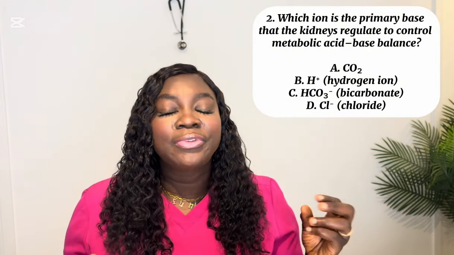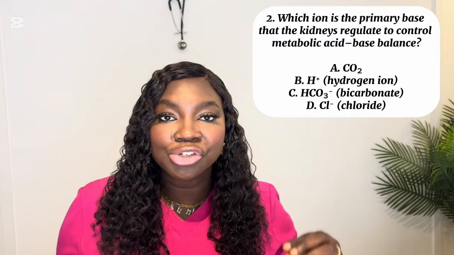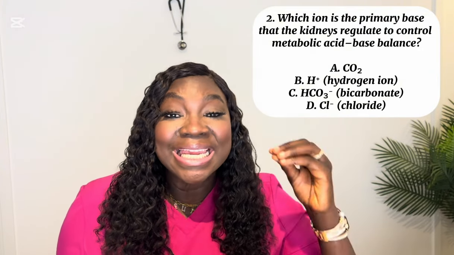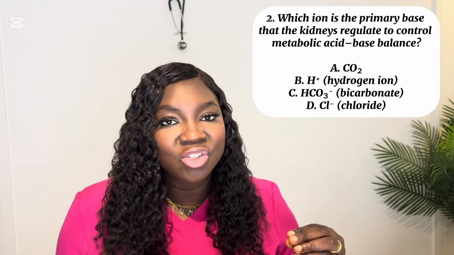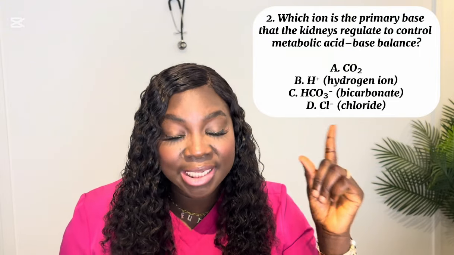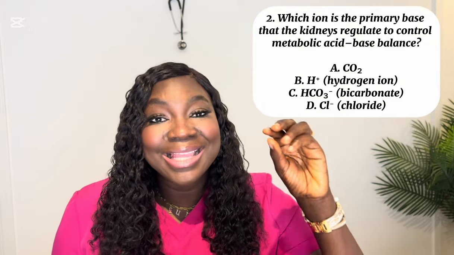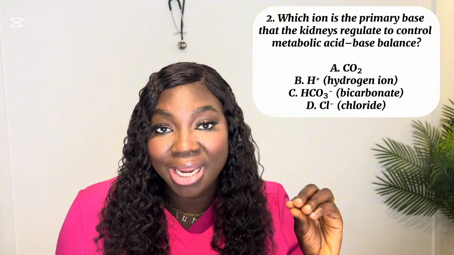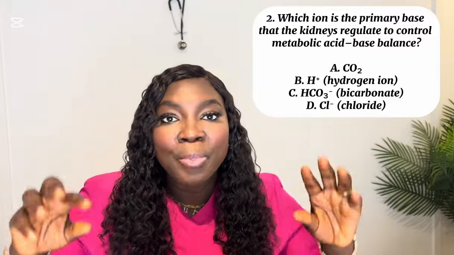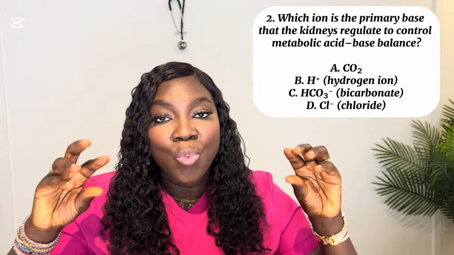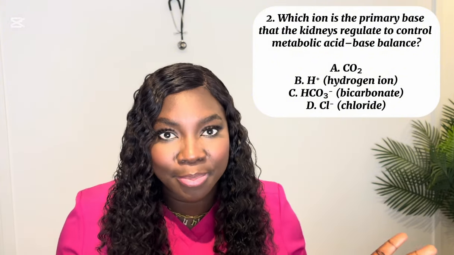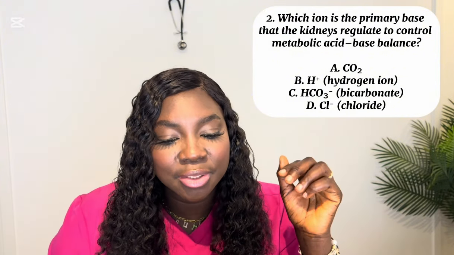From my explanation, I told you that hydrogen ion is acid, hydrogen acid, and it is not base. So that is wrong. And D, because C is our right answer. D says chloride, right? It is an important electrolyte, and a shift in chloride can affect acid-base balance, but it is not the base. The question is asking us the base that is controlled by the kidney, which is bicarb. Okay, so that also makes it wrong.